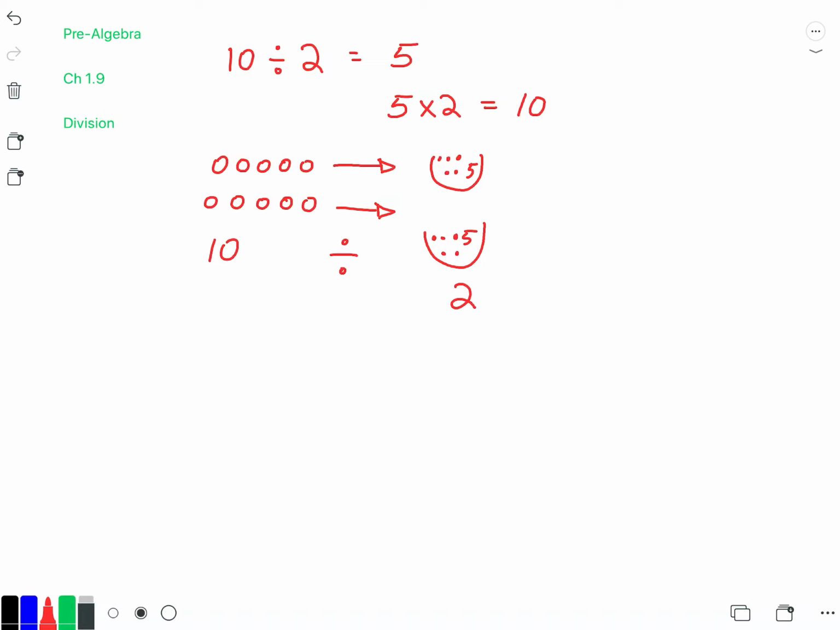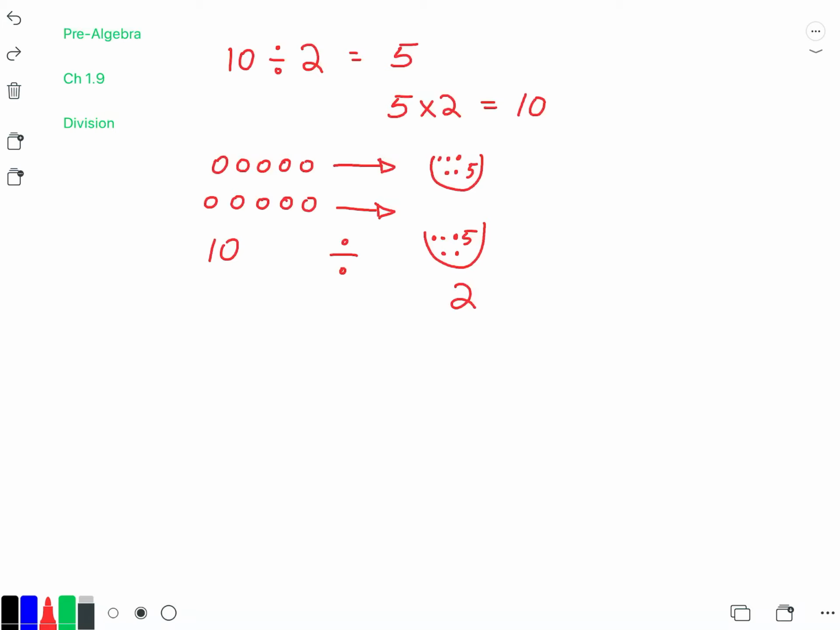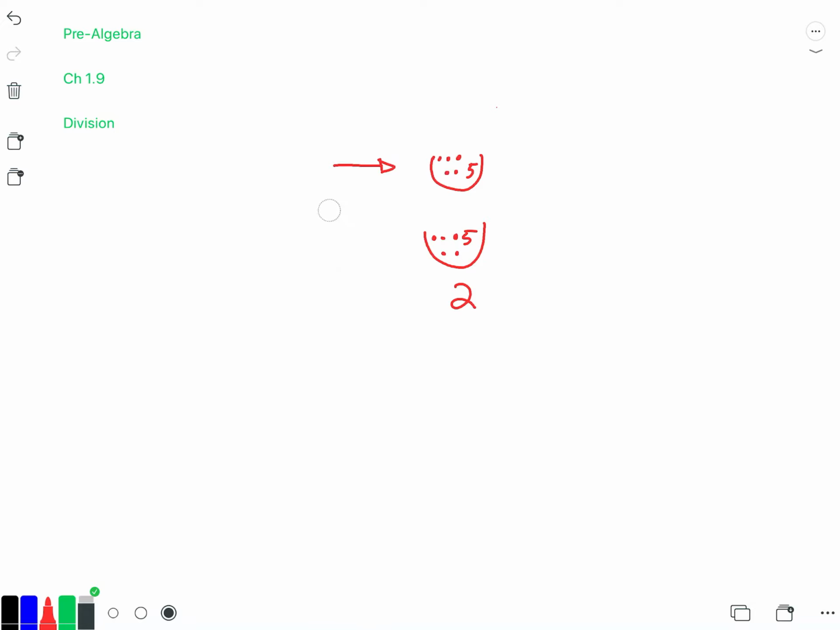What we are going to be talking about today is long division, right? And long division is the same basic principle. You're trying to take a whole bunch of individuals and split them into groups, right? And each group will have an equal number of items or individuals.